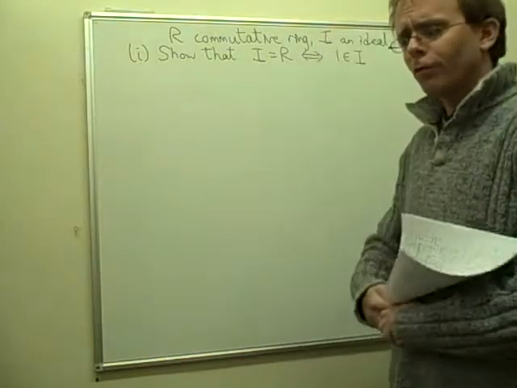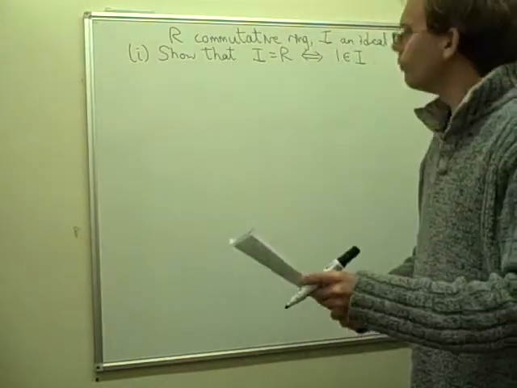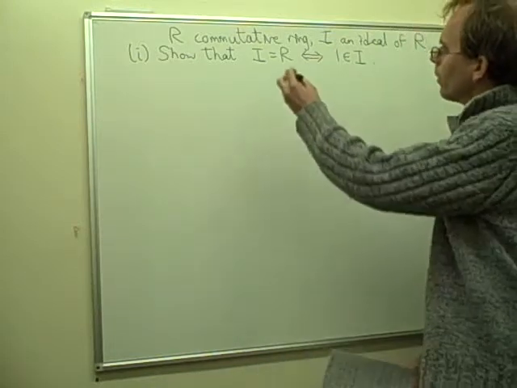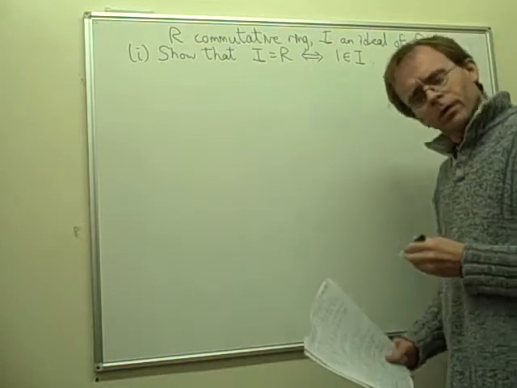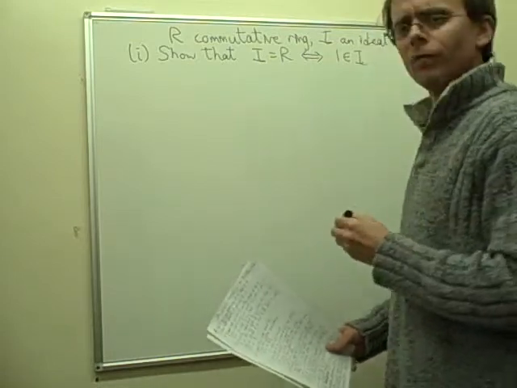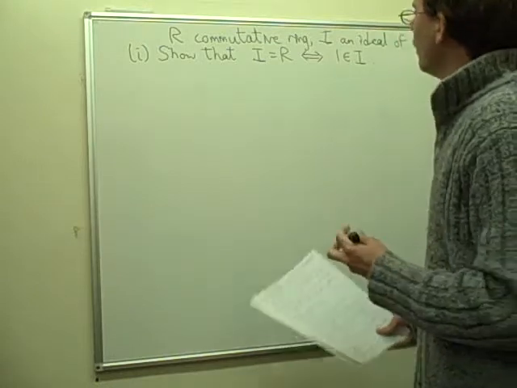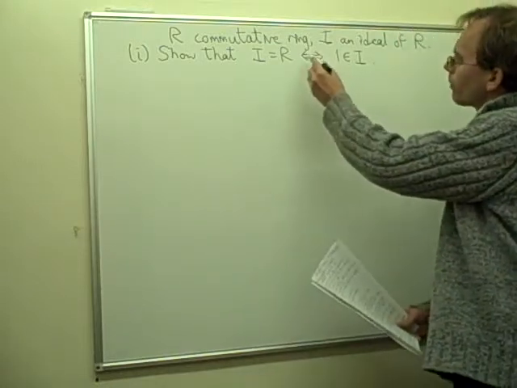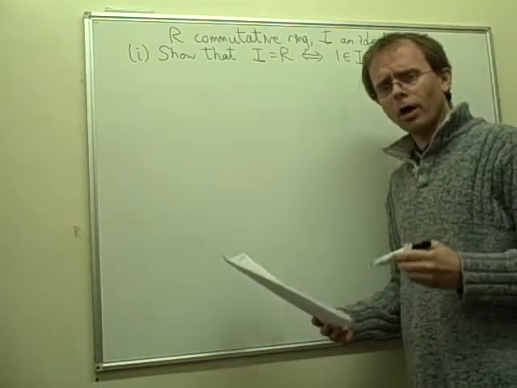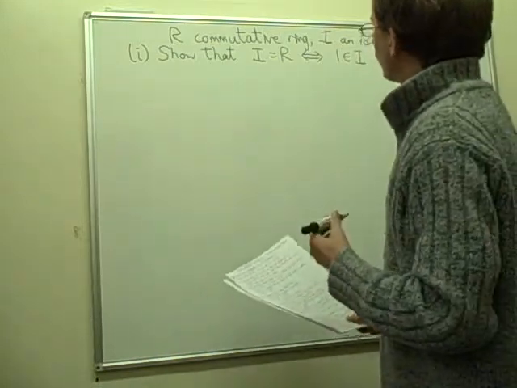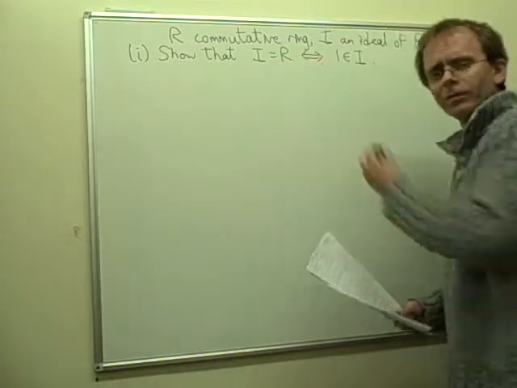Okay, so the first part of the homework was to show that an ideal in a commutative ring is the whole ring if and only if it contains the element 1, the multiplicative identity. Now this is an if and only if question, so this proof should have two halves. So let's just choose one way or the other. Perhaps I'll do the forward implication to begin with.